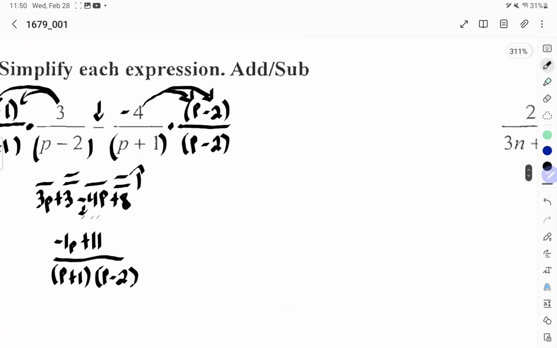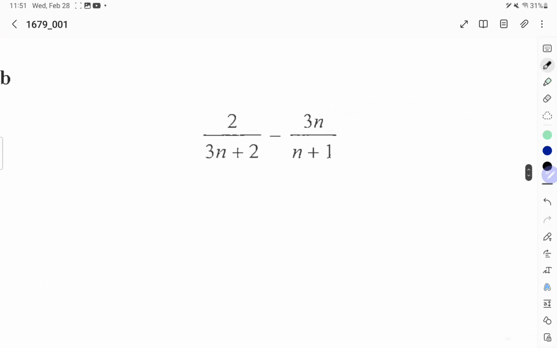Let's do another one because it probably didn't make sense the first time around. So let's do the second one right here on the side.